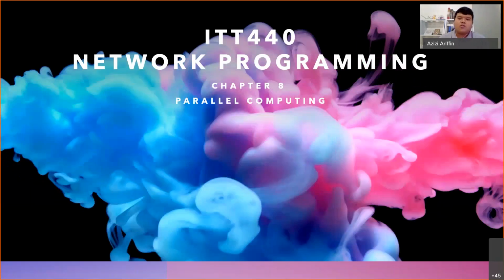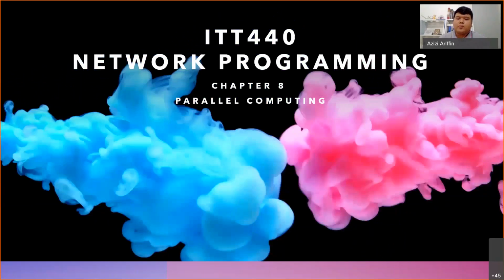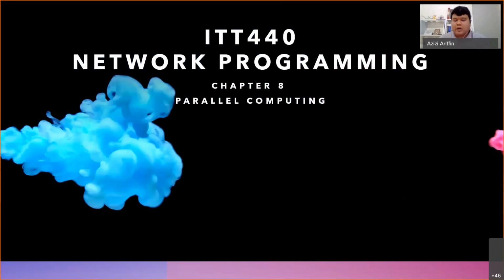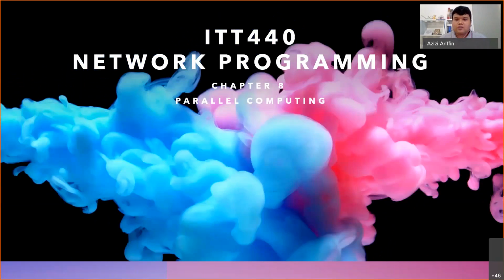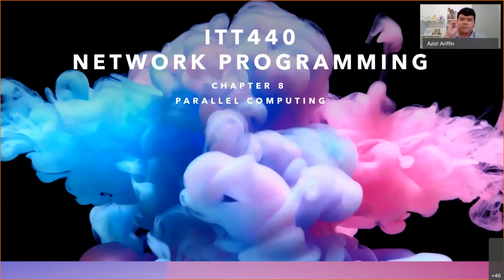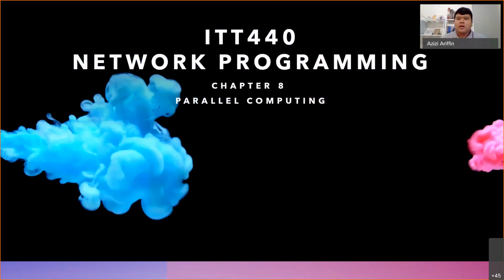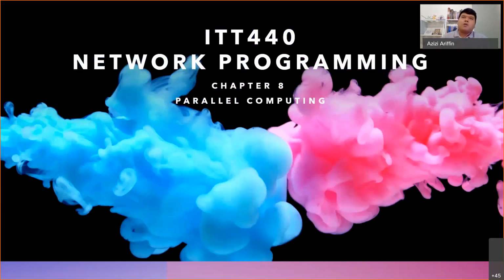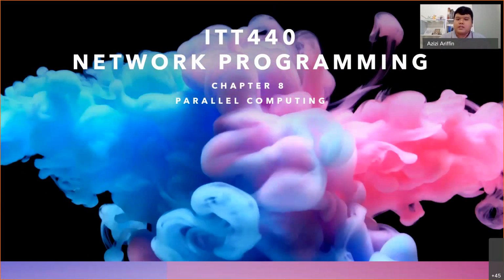So for concurrent, we make our program able to handle different tasks. We can split different tasks concurrently so that we can process more than one request at the same time. But parallel is quite different.